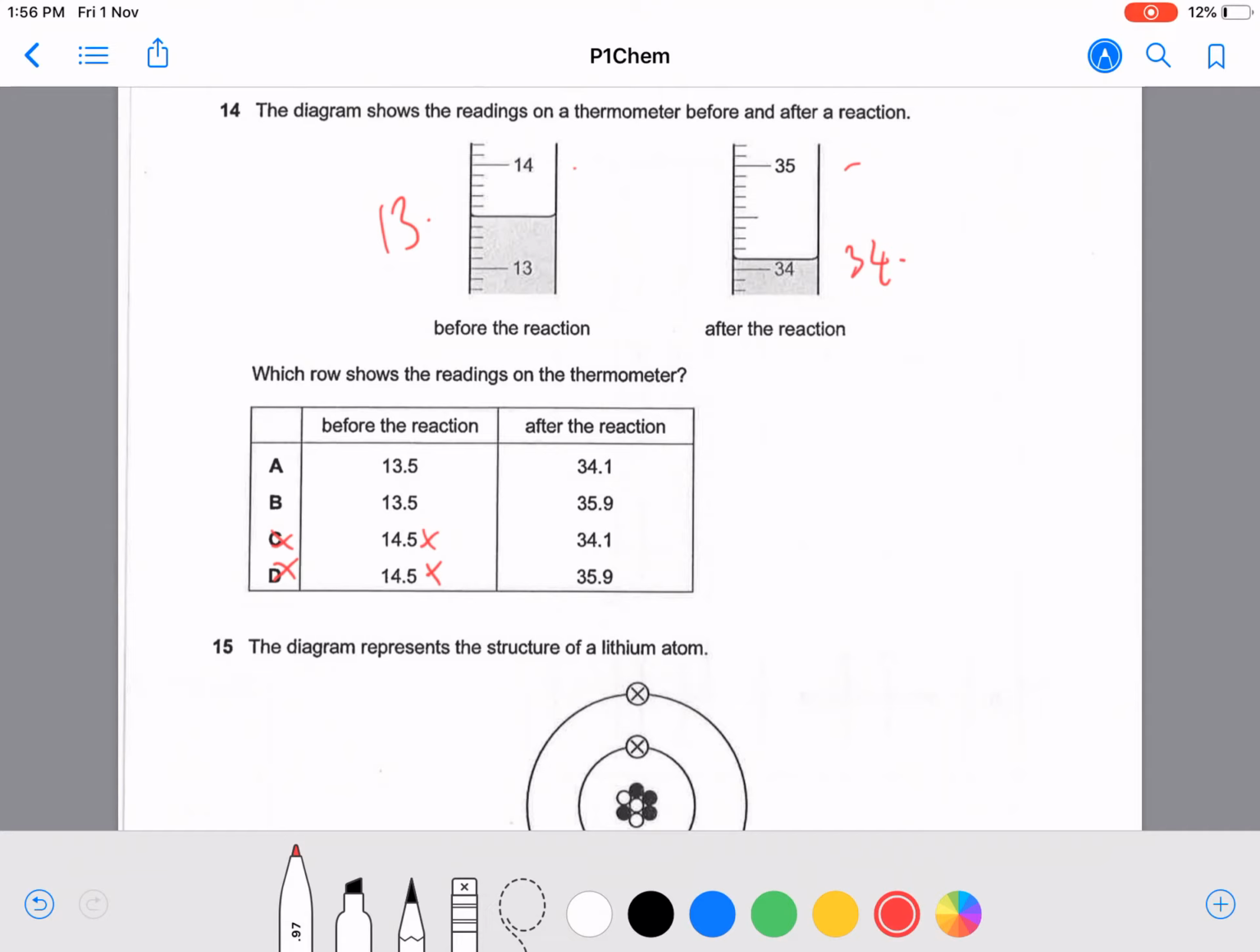These two are the same, so that must be correct, and just count. 1, 2, 3, 4, 5, 6, 7, 8, 9, 10. Yes, so that's on 5, so we are happy. After the reaction, it's at 34 point 1, 2, 3, 4, 5. That's 34.1, isn't it? 35.9 will be somewhere else, so the answer is A.